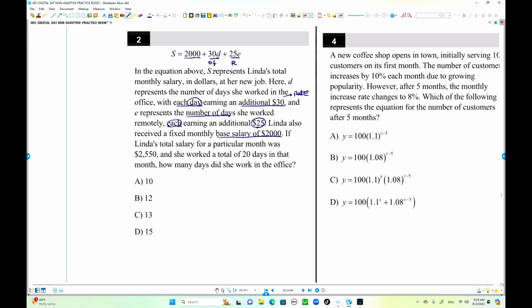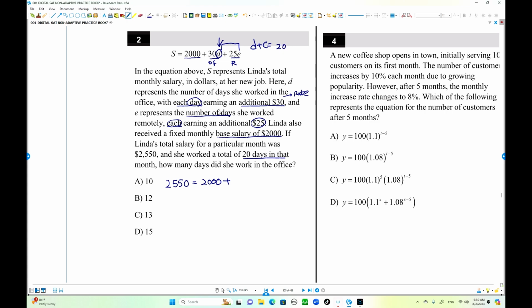Okay. In a particular month, the salary is 2,550, okay? So 2,550 is going to equal 2,000 plus, he worked 20 days, okay? The total is 20 days. So we're going to find how many days he worked in the office. In the office is what? D, we're going to find the value of D, right? So D plus E equals 20 days.